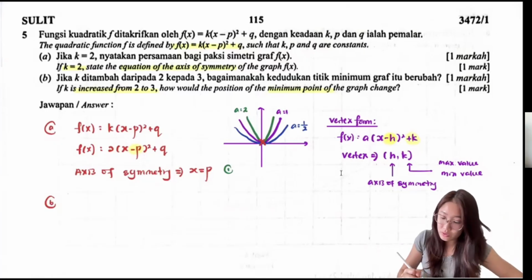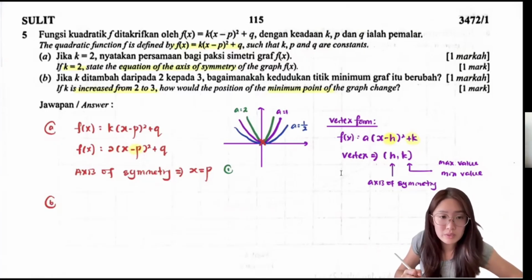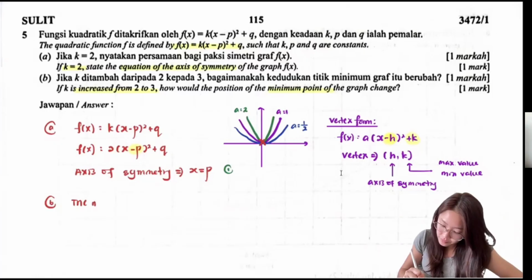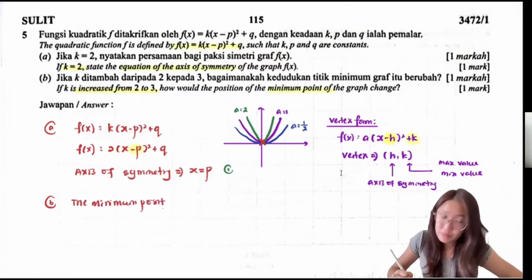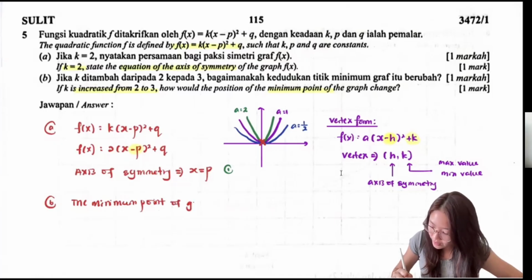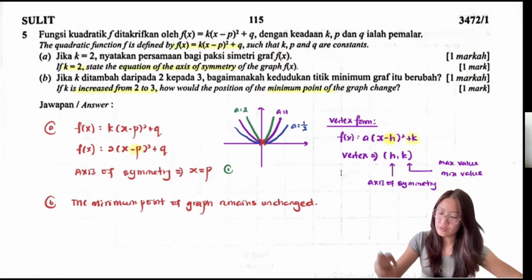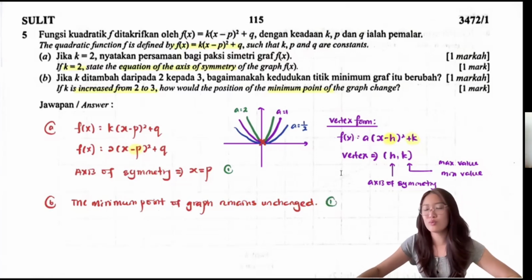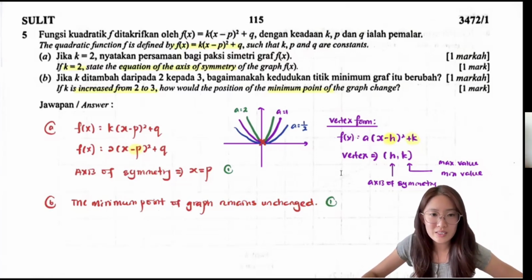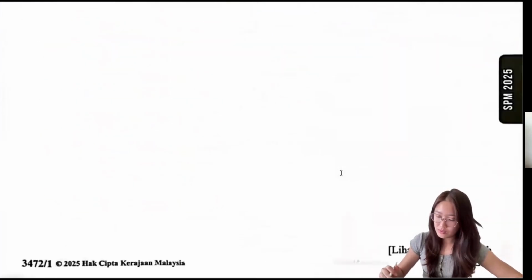Okay, so over here they ask you the position of the minimum point. What happens? Just write one line over here. The minimum point of the graph remains unchanged. No change at all. Okay, so here, 1 mark. See, question 5, 2 marks only. All right. Okay. Next one, question 6. Let's take a look at 6 at the bottom.